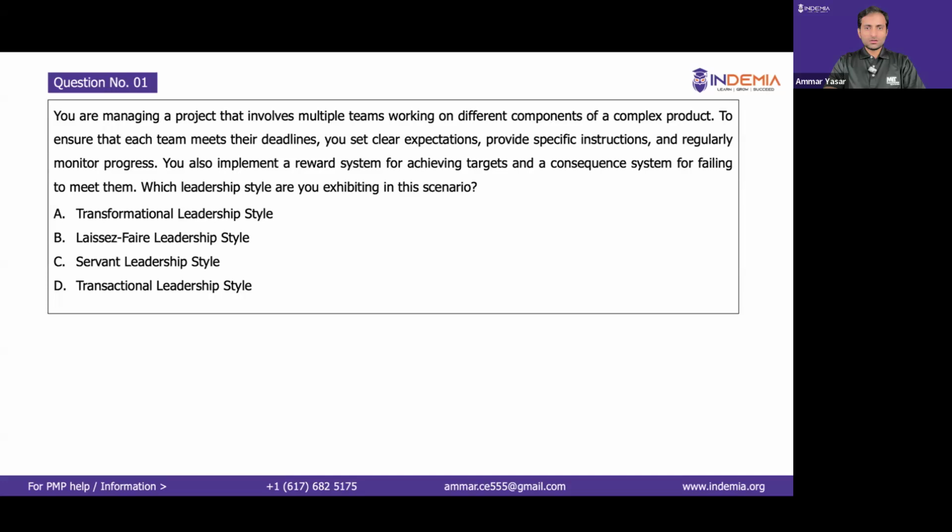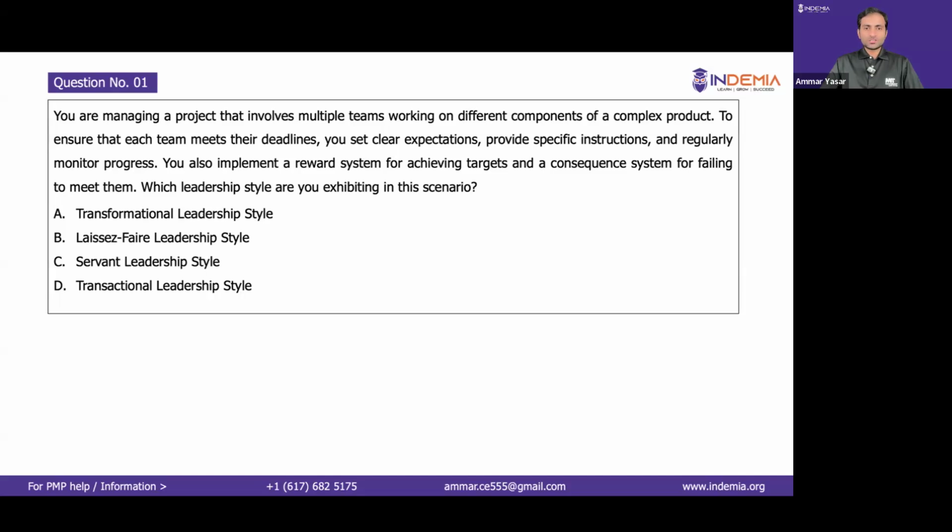Okay, so the keywords are: you set clear expectations, provide specific instructions, and you have a reward system for achieving targets and a consequence system for failing to meet them. So option A, transformational leadership style. Transformational is when a leader transforms the organization by setting a clear vision. Like, this is the current state and this is the desired state. When a leader transforms the organization from current to desired state through a clear vision, that is called transformational leadership style or visionary leadership style. So this is not correct.